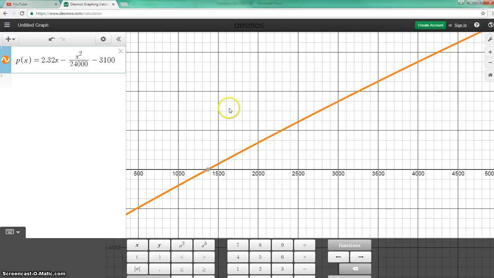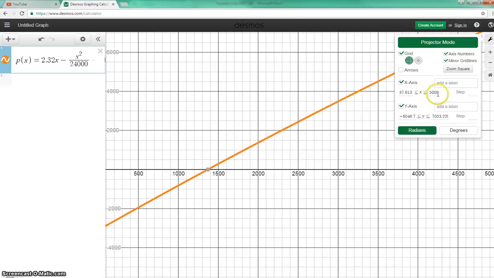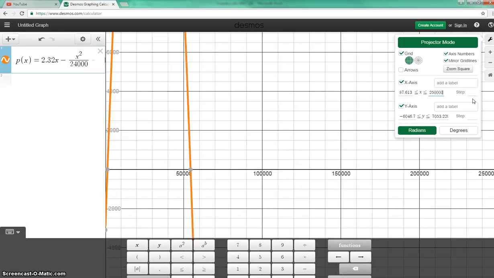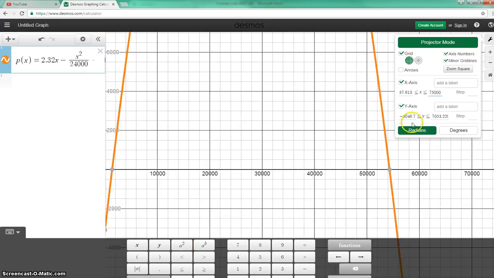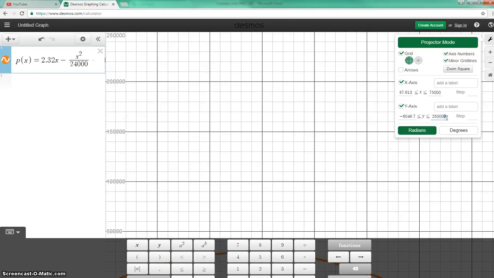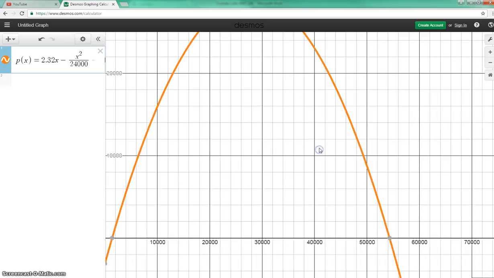I bet if we go out far enough, we'll find this thing actually starts decreasing since I know it's a negative quadratic. Let's go to 25,000 bags of popcorn. That's a lot of popcorn. It looks like I could probably narrow it down to about 75,000. So when you're graphing it, you kind of have to just play around with it. Let's bump our profit maybe up to 25,000. And so we're starting to see it.